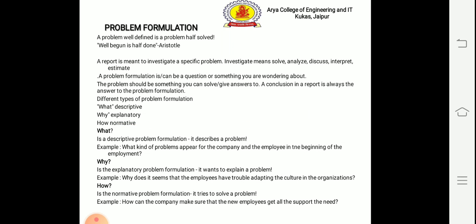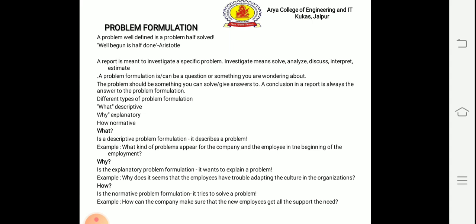Now, problem formulation. A problem well defined is a problem half solved. Well begun is half done, as said by Aristotle. A report is meant to investigate a specific problem. Investigate means solve, analyze, discuss, interpret, estimate. A problem formulation is a question or something you are wondering about. The problem should be something you can solve and give an answer to. A conclusion in a report is always the answer to the problem formulation.